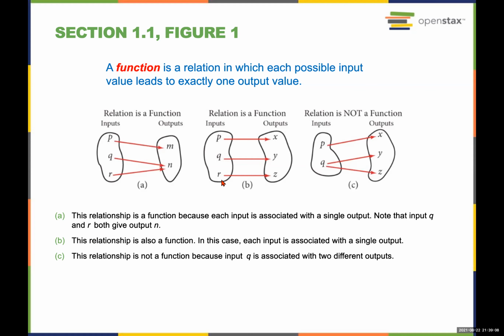Letter B, look at the inputs and the outputs. This relationship is also a function. In this case, each input is associated with a single output: P to X, Q to Y, and R to Z. And letter C, this relationship is not a function because input Q is associated with 2 different outputs, Q to Y and Q to Z. So see the difference between all these 3 examples.